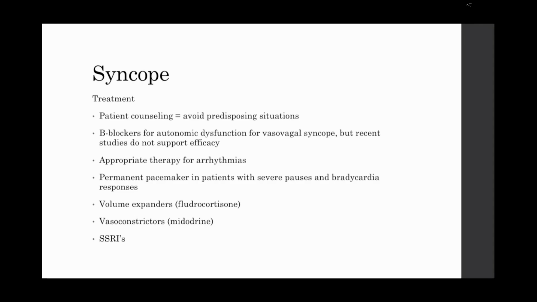Most of it is just patient counseling. You can give beta blockers for autonomic dysfunction. It helps with vasovagal stuff. Again, it sounds counterintuitive that you're giving people with syncope a beta blocker, but in these patients, it does well by blocking the sympathetic input. Pacemaker if they need it. Watch out for volumes and vasoconstrictors to keep that blood pressure up for those patients.